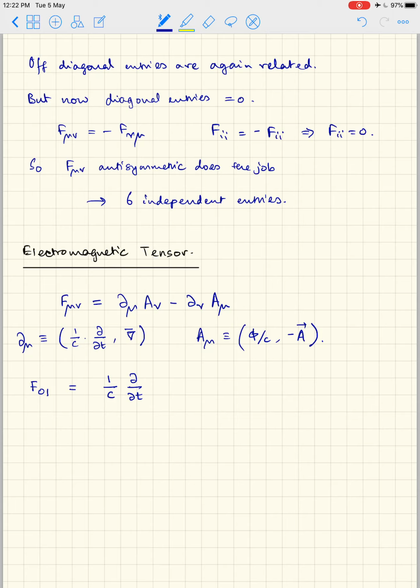Okay, let me try and write this thing down first. So this has to be del 0 A1 minus del 1 A0. Okay, what is del 0? Del 0 is 1 over c del t. A1 is minus Ax, right? Minus del 1. Del 1 is just del x. And A0 is what? A0 is phi over c.